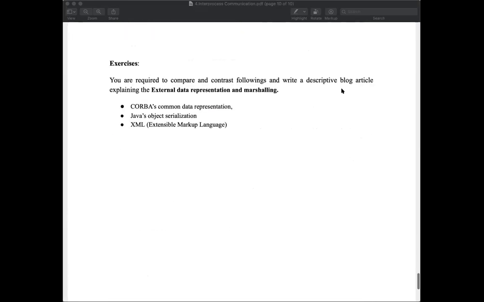I have given an exercise here. Basically, you have to research three possible data representation and marshalling approaches: CORBA, Java serialization, and XML, right? So I'm going to wind up the session now, since you don't have any questions. Thank you.